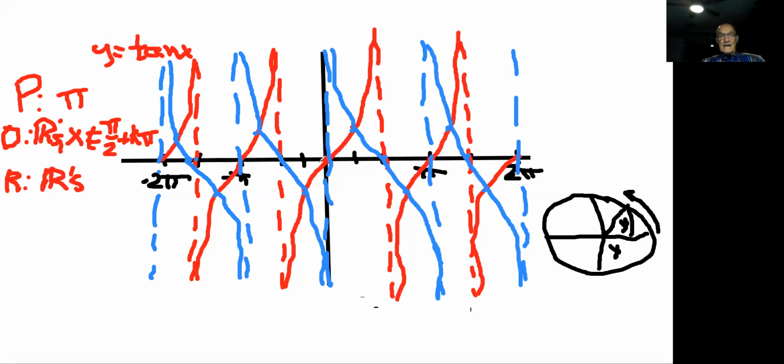So what you can see now is the range is the same. The range is reals. The domain is similar, but instead of having pi over 2 plus k pi, it's just k pi. Okay, so these are the things that we looked at in class today.